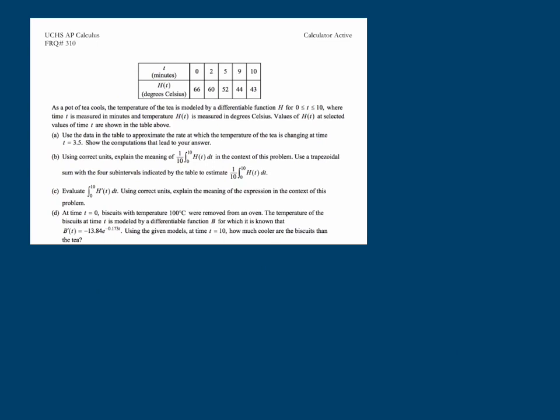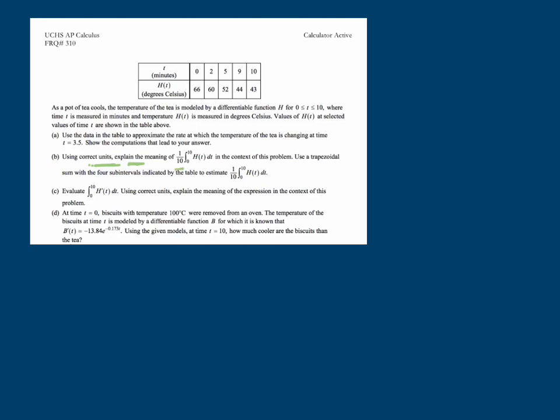All right, part B says using correct units. Okay, so that means we better use the units. Explain. And guys, on the AP exam, this is how they're going to be doing. They're going to have a lot of explain stuff because you got to show what you know. And they got to make sure you're not just plugging in numbers and kind of looking stuff up.